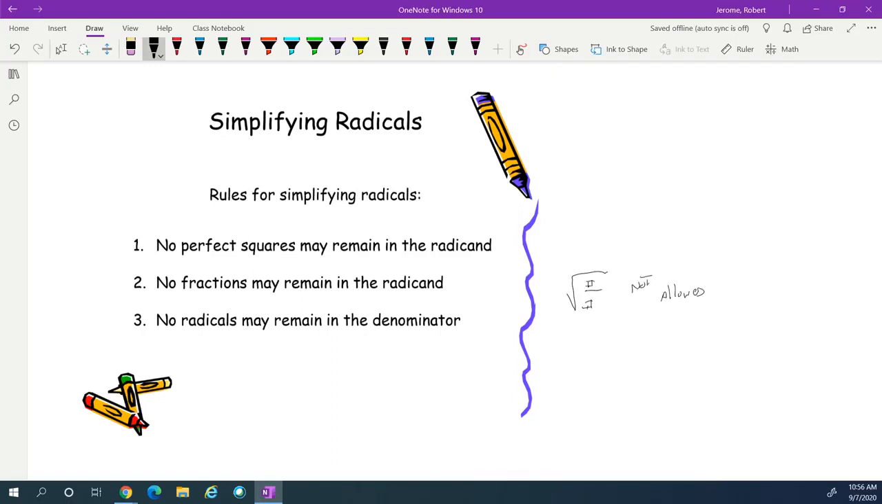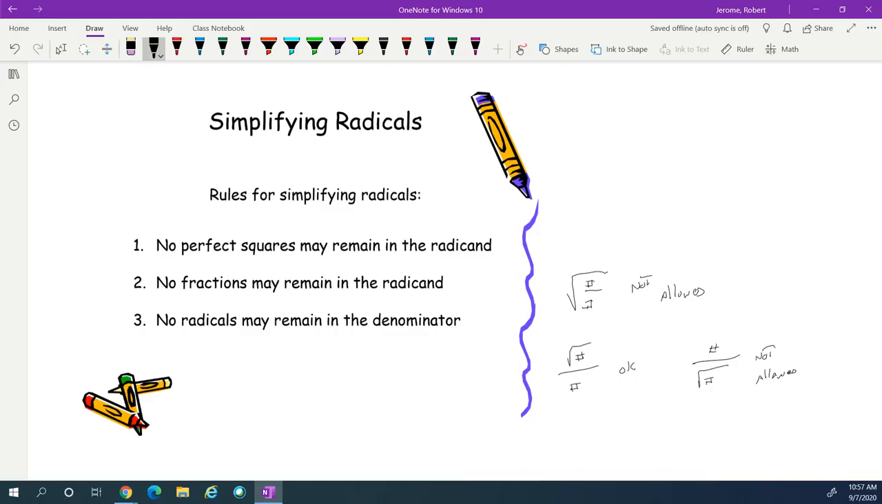And we also cannot have a radical in the denominator. So a radical in the numerator, that's okay. But a radical in the denominator is not allowed. Then that requires a process called rationalizing the denominator. And we'll get to that in just a little bit.